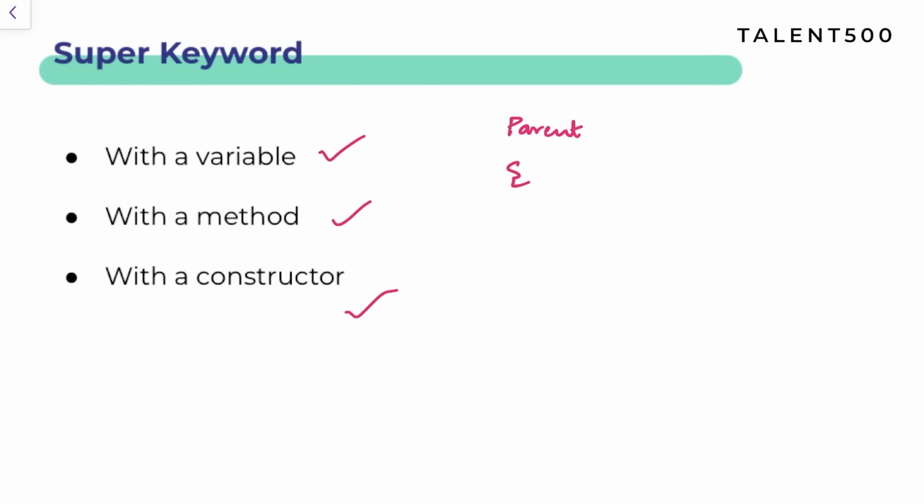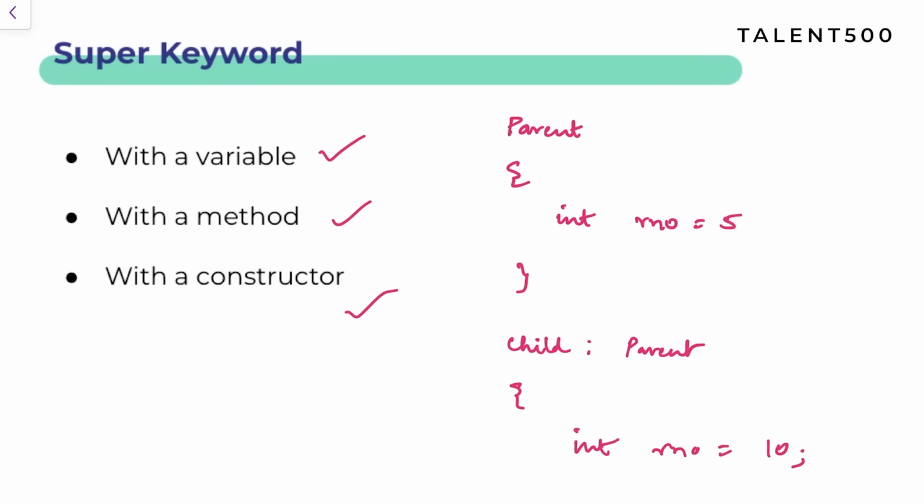Inside that you have a variable, something like int roll number or anything, okay? And let us say now you are having a child class, and child class is using parent class. I'm writing the pseudocode, so don't go typically on how I'm writing, just understand, okay? So here I'm again using int roll number, and here I'm having value 10.